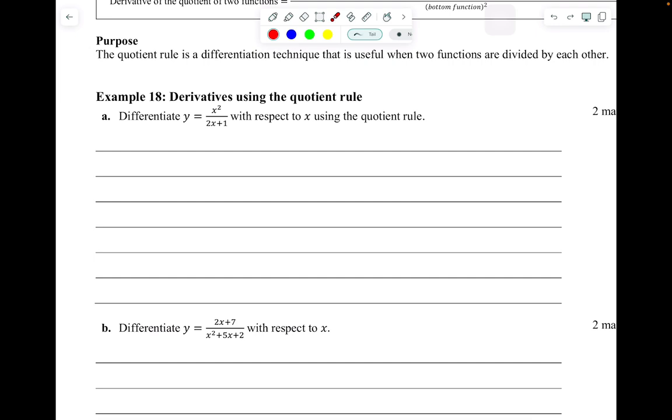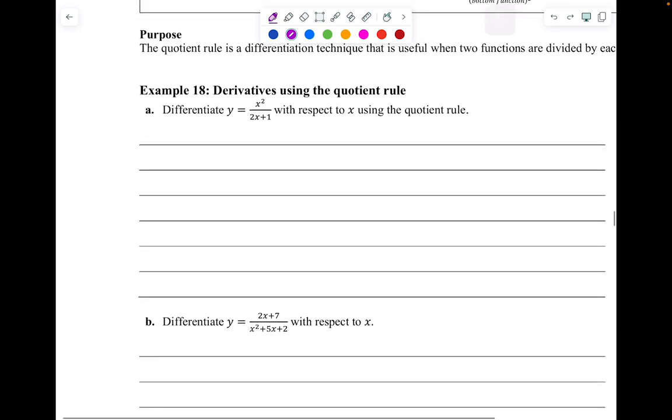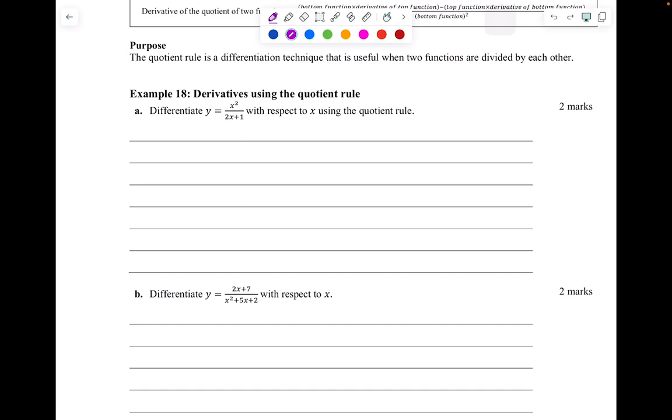Again, we have to label these items here. So you can see that u is x squared. I might write it up here actually. U equals x squared, which is the top function. And this means that we will have du dx. I might write that underneath. So that means that du dx is equal to 2x. And then we have v, which is the bottom function. So that's 2x plus 1. Hence dv dx is equal to 2.